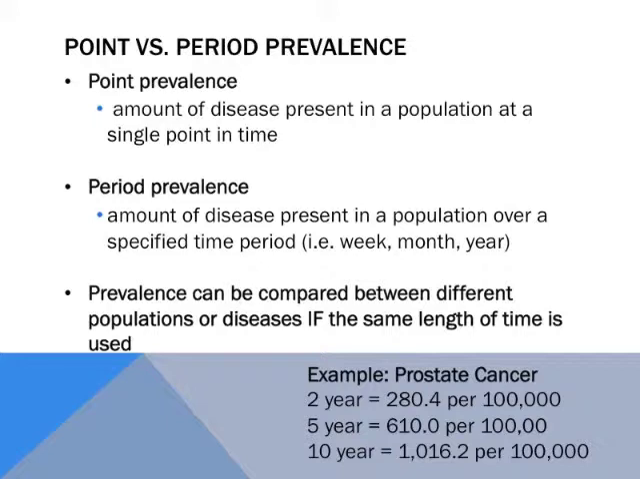Period prevalence is calculated in exactly the same way as point prevalence, except the numerator is the number of people who had the disease at any time during a specified time period. Period prevalence can be calculated for a week, month, year, decade, or any other specified length of time. Prevalence may be compared among different diseases or different populations as long as the length of time is the same.